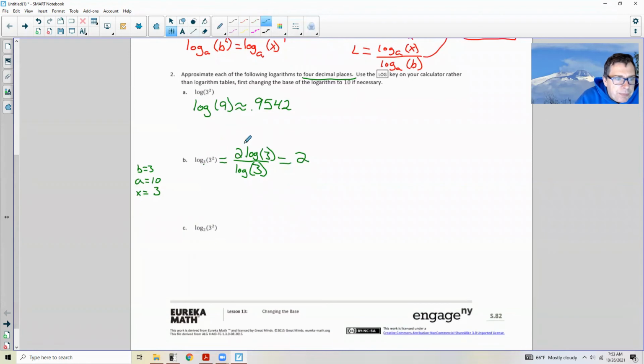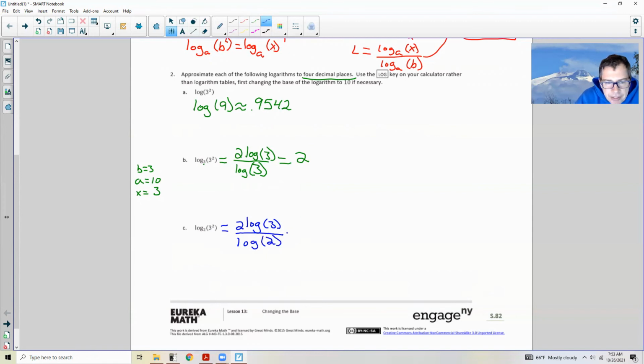Okay. In this one, we're going to get our 2 out in front. 2 log 3 divided by the log of our base, which is 2. Okay. So this is going to be 2 log 3 divided by log 2.